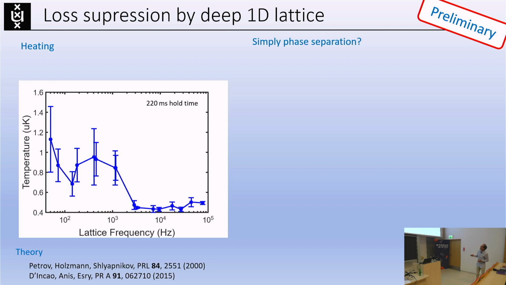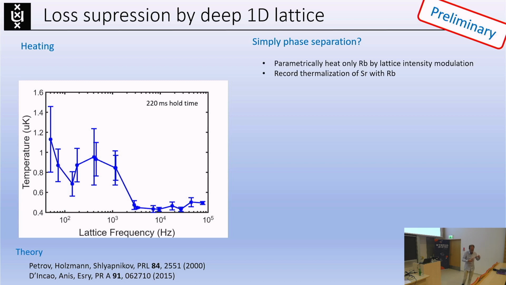Good. Now, of course, this absence of heating could be just phase separation. Perhaps rubidium and strontium don't see each other. Could be. To exclude that, we selectively heated rubidium. We can easily do this because the lattice trap oscillation frequency is vastly different for the two species.